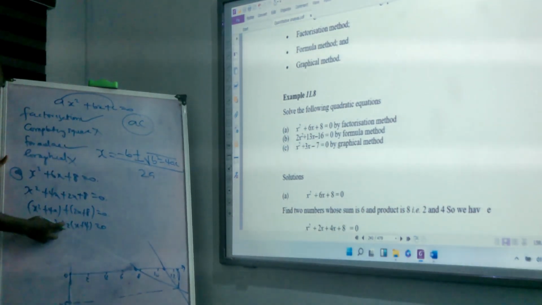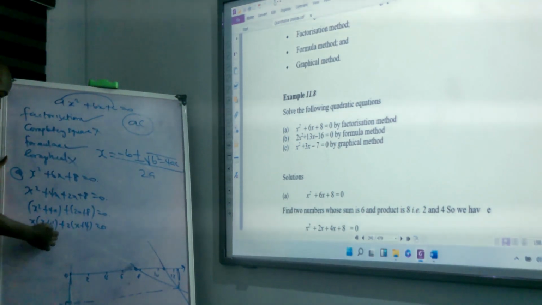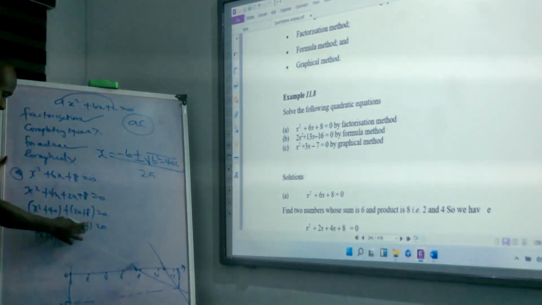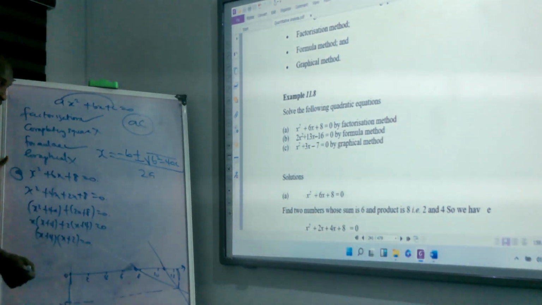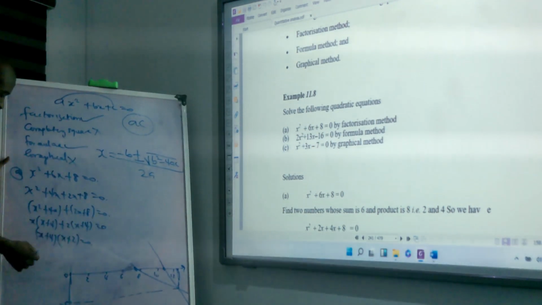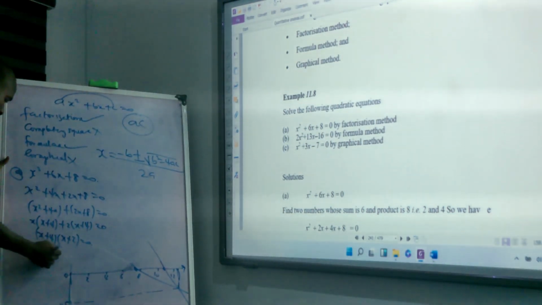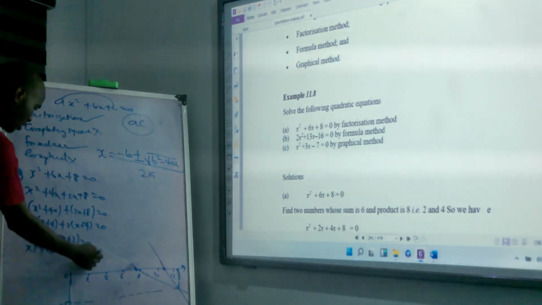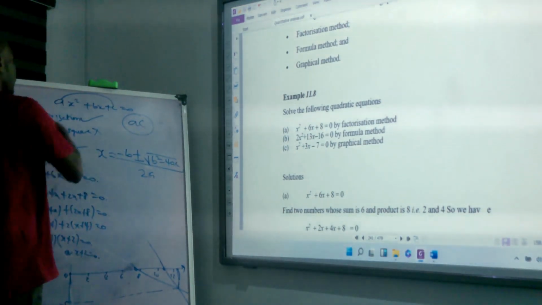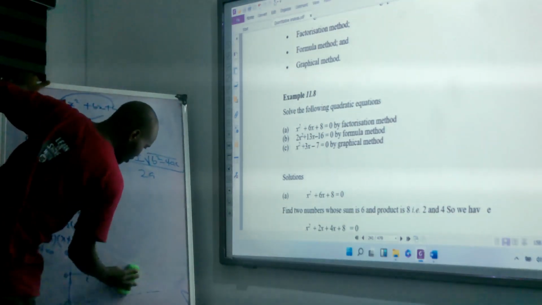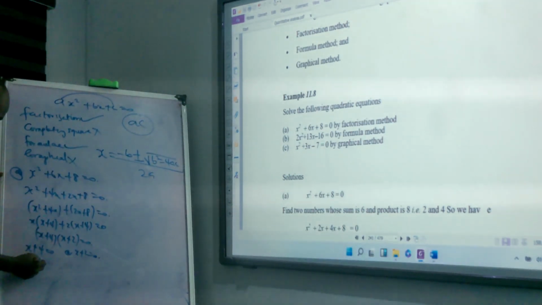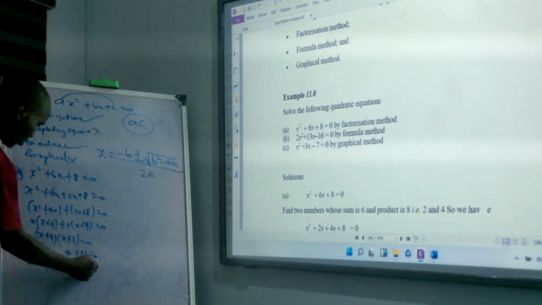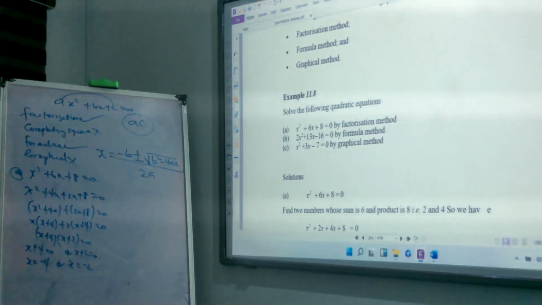So we have two expressions. What is common here? x plus 4 is common. And what is left after that factorization? We have x plus 2 left, equals 0. Now, since this product is 0, that means either x plus 4 is equal to 0 or x plus 2 is equal to 0. So we are assuming each is equal to 0. Therefore x will be equal to minus 4 or minus 2. That is the solution for the first one, if we solve using the factorization method.